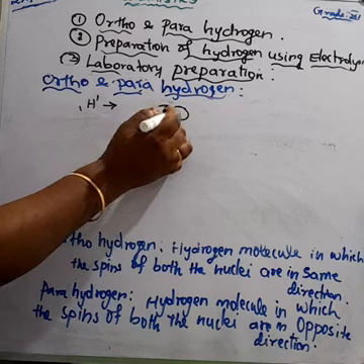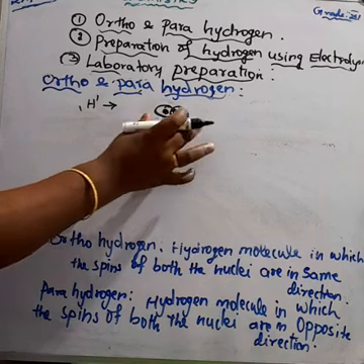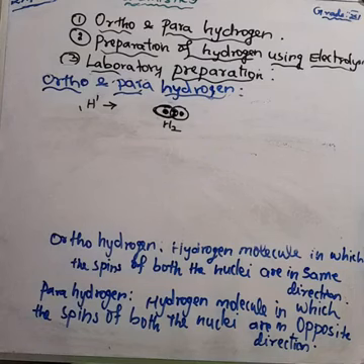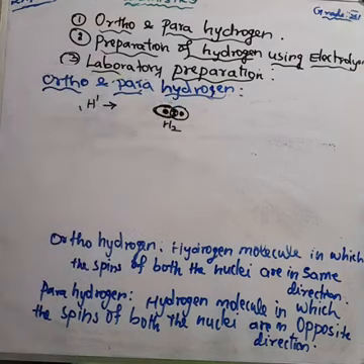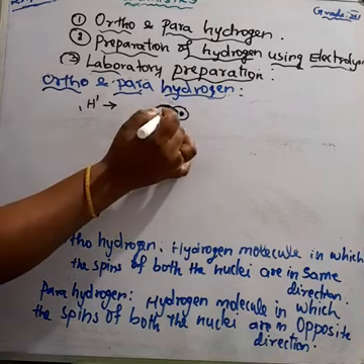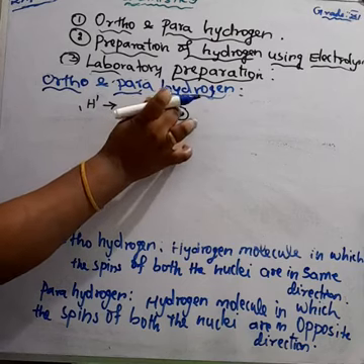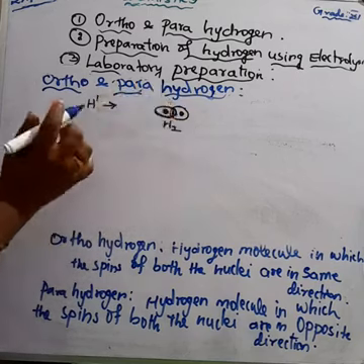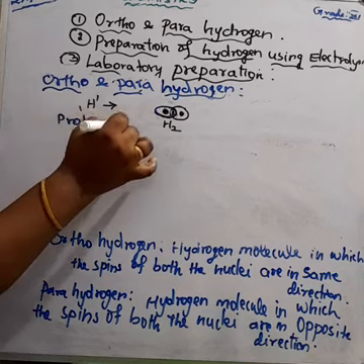Okay, so hydrogen tries to exist in molecular form, H2, and the other one is one proton and one electron. Okay, understood? So the hydrogen atom consists of a proton around which one electron revolves. Here both the proton and the electron spin about an axis like a top.